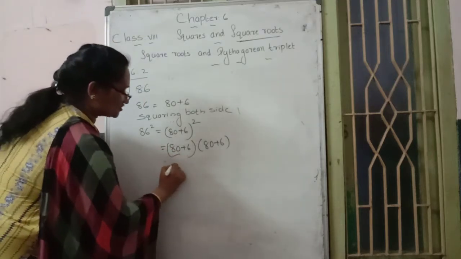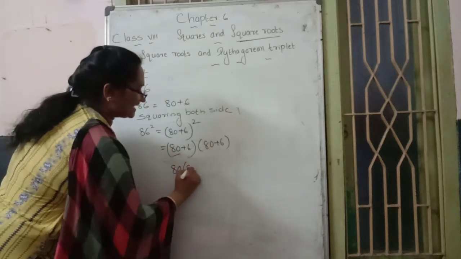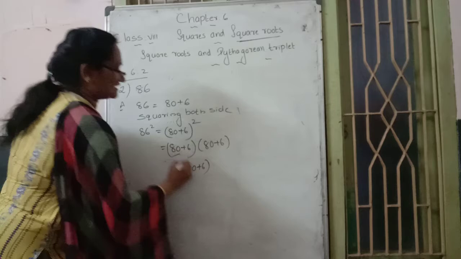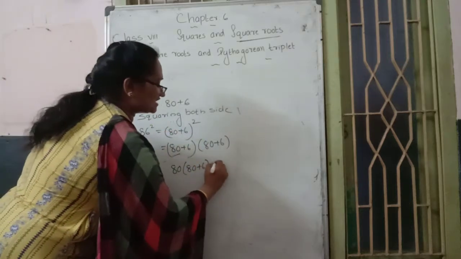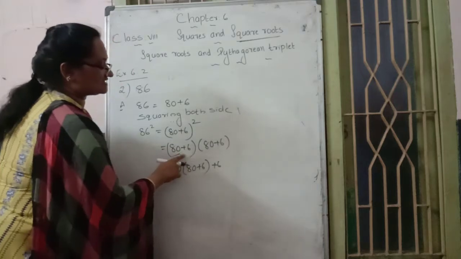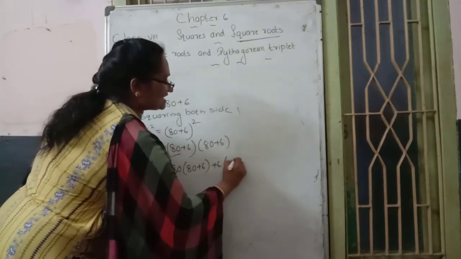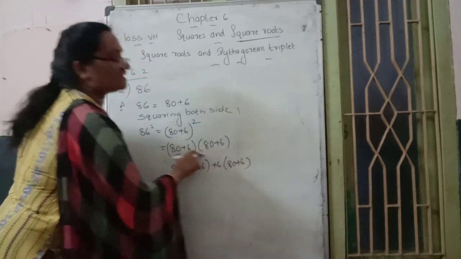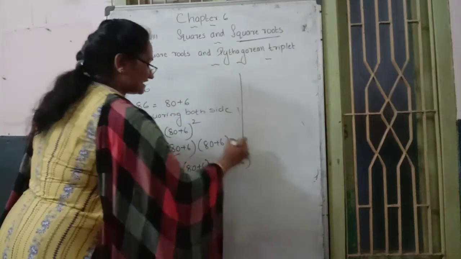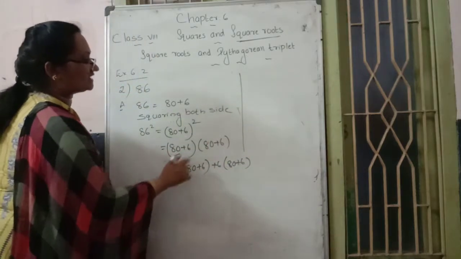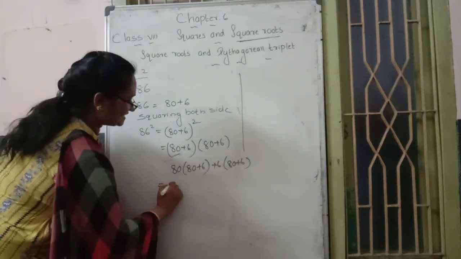First bracket, take the first number outside; that number is multiplied with the second bracket 80 plus 6. Again the second number of the first bracket, with its sign, that is plus 6, is multiplied with the second bracket 80 plus 6. The multiplication process: how to multiply? Here I write it, easy way. Here the distributive property is applied.